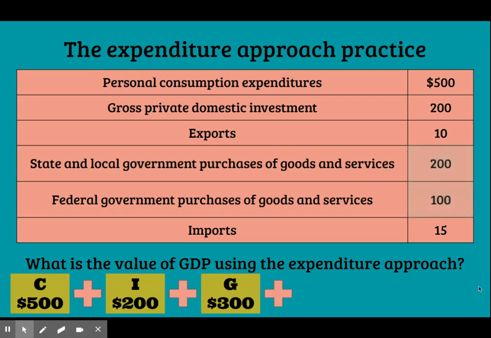Then we have exports, but we need to subtract our imports, so 10 minus 15 is -5. If we sum all of that information up, we get $995, and that is GDP for this economy.